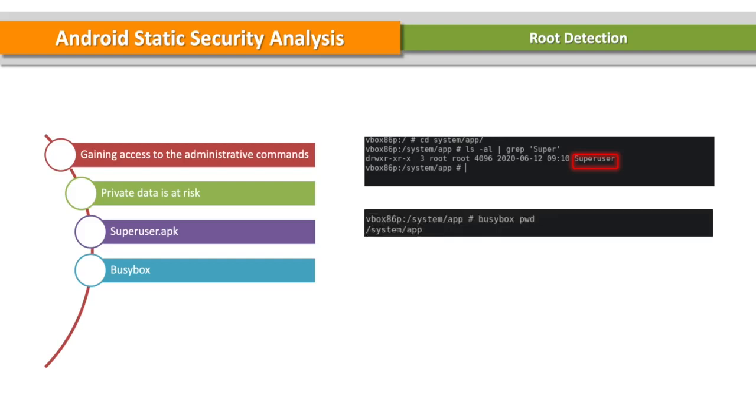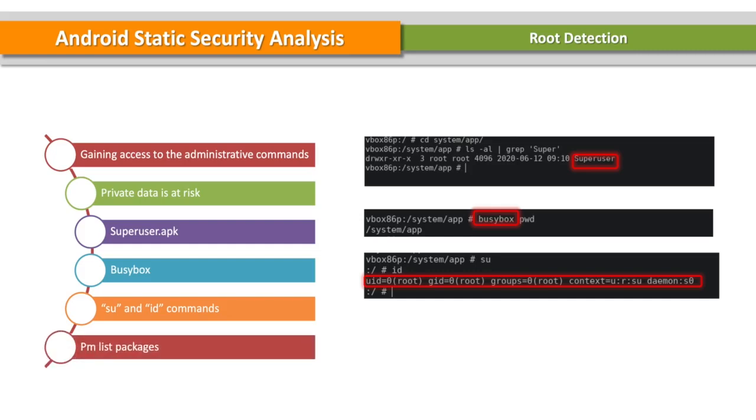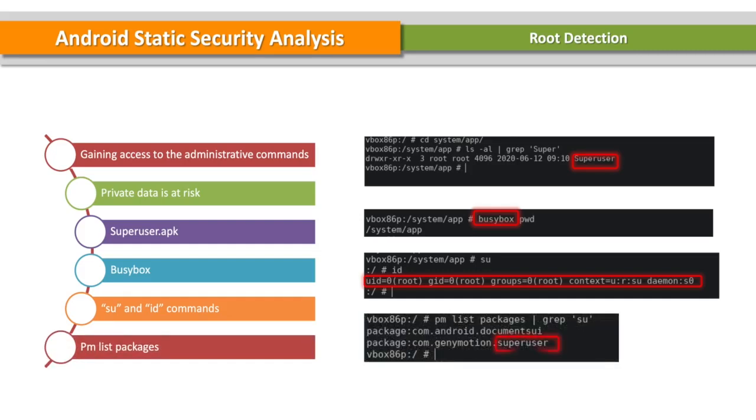Here's one, for example, BusyBox. So you may have heard of BusyBox. It's an application which provides a way to execute the most common Linux commands on an Android device. The other technique is executing su and id commands and looking at the UID to see if it's root. Many developers search for specific package names related to the rooting of Android devices. pm list packages. This is a command that lists packages that are currently installed on the device.